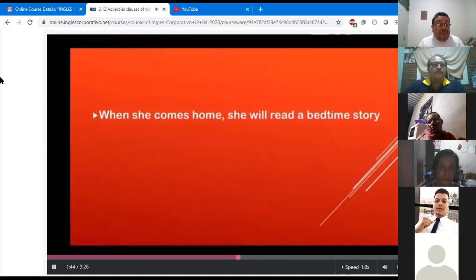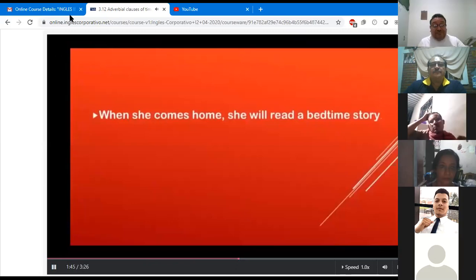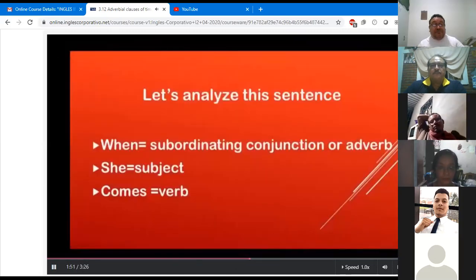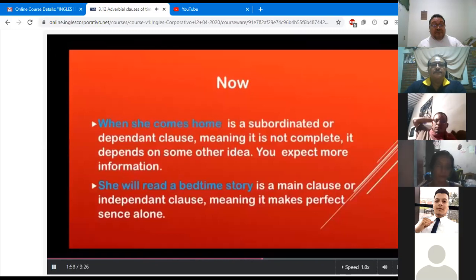When she comes home, she will read a bedtime story. Let's analyze this sentence. When is a subordinating conjunction or adverb. She is the subject. Comes, the verb. Now, when she comes home, altogether is a subordinating or dependent clause, meaning it is not complete. It depends on some other idea. You expect more information. She will read a bedtime story is a main clause or independent clause, meaning it makes perfect sense alone. What we're doing now is making a more complex sentence.